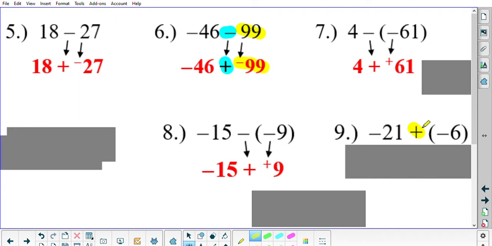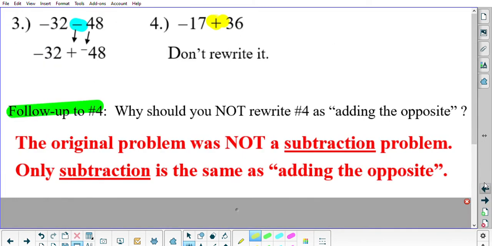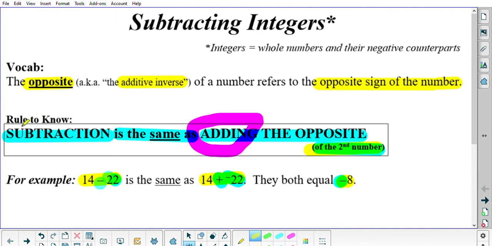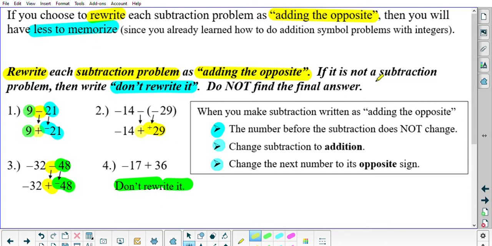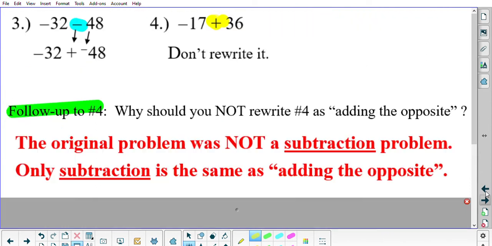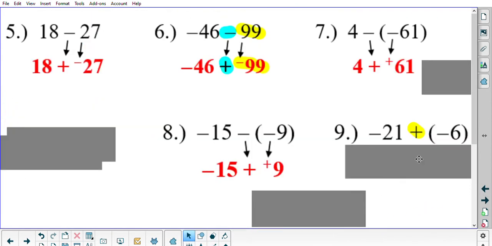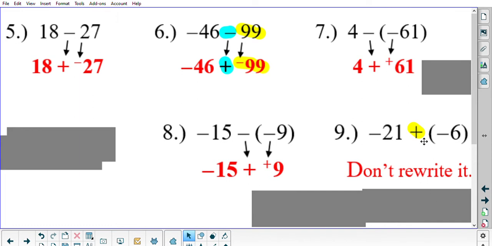Is it correct to say that addition problems are the same as adding the opposite? No way. The rule of the day, the big rule I'm trying to get you to learn, is that only subtraction problems, problems that originally have subtraction between the numbers, are the same as adding the opposite. They're the only ones. So, what did the directions say to do if the problem is not subtraction? It said to write the phrase, don't rewrite it. So, that is what we're going to do on number 9. We're not going to rewrite it because it was not a subtraction symbol problem. It was an addition symbol problem. I hope that makes sense.